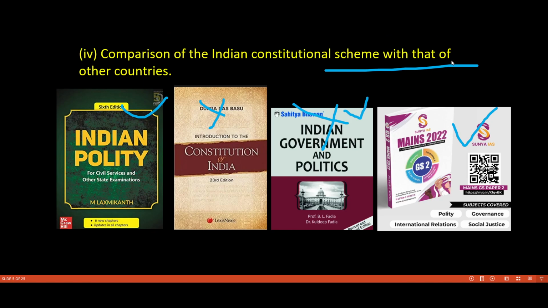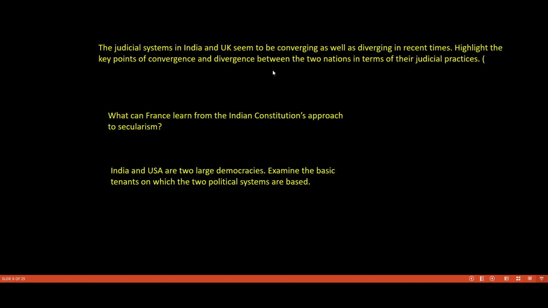Again, comparison of the Indian constitutional scheme with that of other countries. For this topic, you don't even need the GS Sunya. Every question that has been asked in the mains examination up till now can definitely be tackled from M. Lakshmikant. So let's see what kind of questions have been asked from this topic. The question asked was: the judicial system in India and UK seems to be converging as well as diverging in recent times.